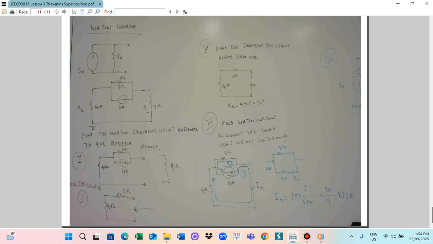And then you can connect the circuit. So this is the Norton equivalent. This is the IN. IN is 5.55 ampere. And then this is in parallel with the RN. So RN in parallel is 9 ohm. So we can connect like this. So this is the Norton equivalent. This is how we find the Norton current, and finally we can find the Norton equivalent. So this is step 5, Norton equivalent circuit.